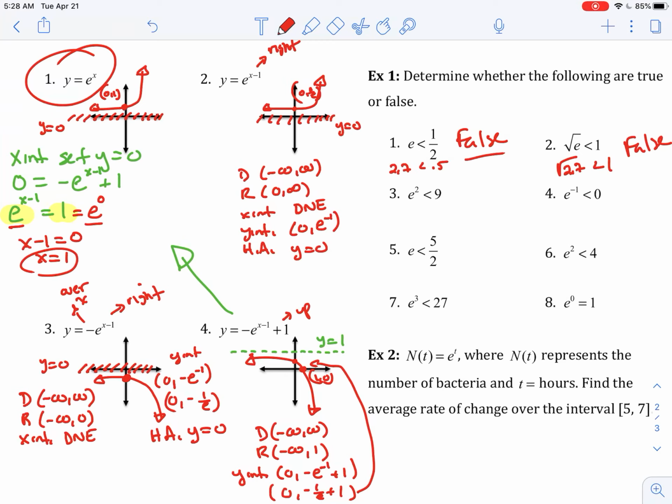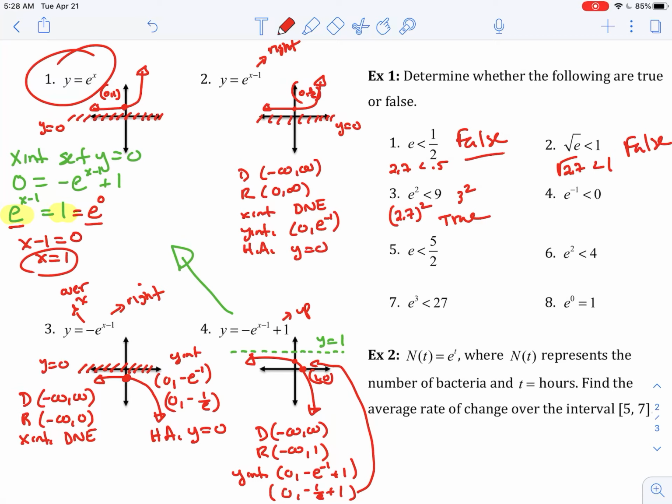On 3, e squared, is e squared smaller than 9? Well, again, e is approximately 2.7. So is 2.7 squared smaller than 9? Well, we know 9 is 3 squared, and 2.7 is smaller than 3. So that quantity definitely would have to be smaller, the e squared.